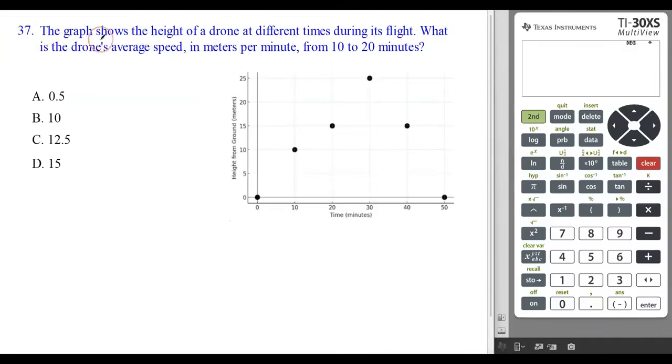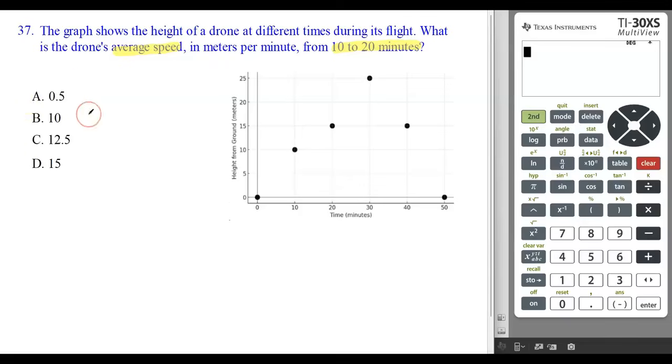Question 37. This graph here shows the height of a drone at different times during its flight. What is the drone's average speed in meters per minute from 10 to 20 minutes? So you want to always look at your answer choices and see if there's anything you can eliminate. I don't see anything off the top of my head.